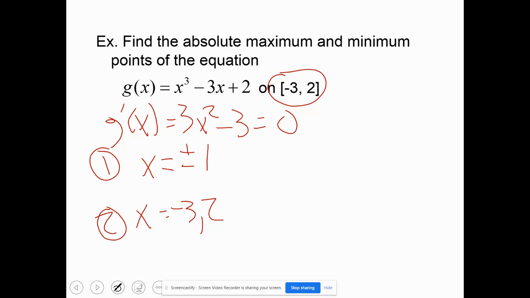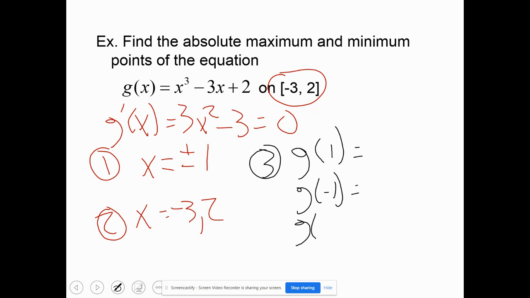Step 3, and I'm going to change the colors on you here, is plug each of these points, we have 4 points total here, into the original function. That original function is g. I need to know g of 1. I need to know g of -1. I need to know g of the endpoint of -3. And I need to know g of the endpoint of +2.